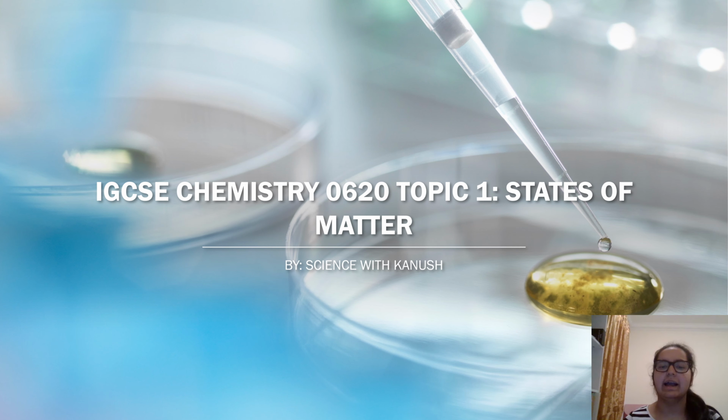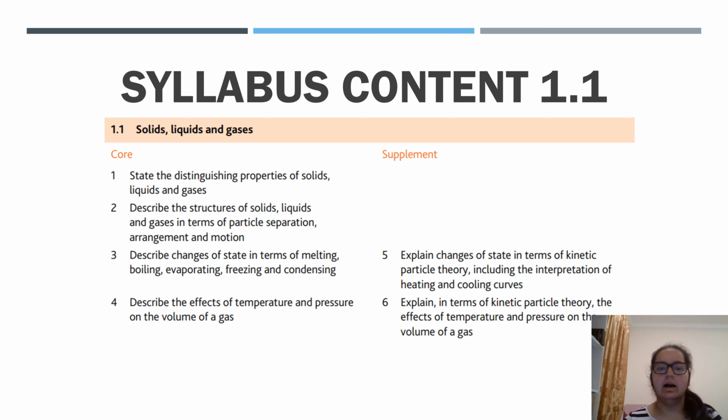Today I'll be explaining IGCSE Chemistry 0620 Topic 1 States of Matter. So let's start. This is the syllabus content 1.1 and in this we'll be covering solids, liquids and gases, the properties of the three states, the structures, the arrangement, motion, and we'll also be learning about the changes of state and the effect of temperature and pressure on the volume of a gas. So let's start.